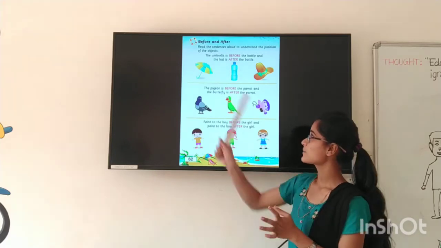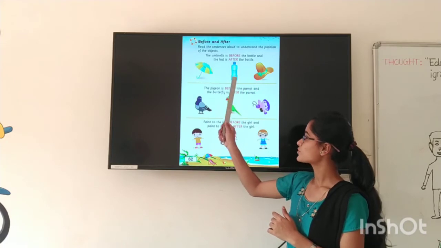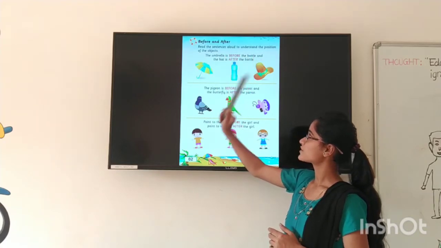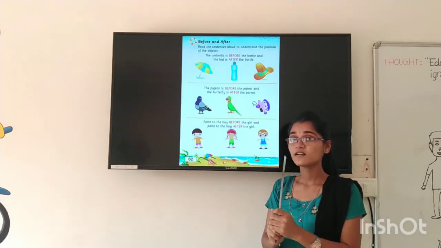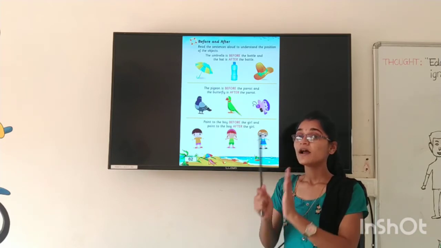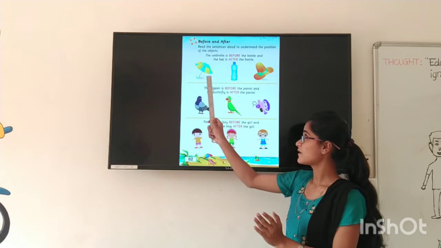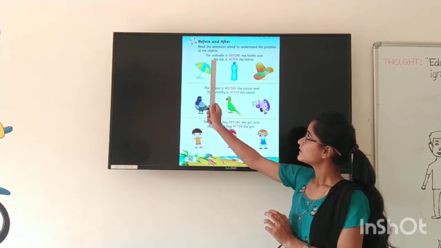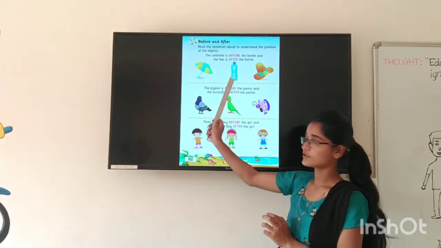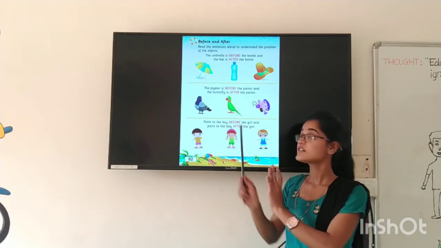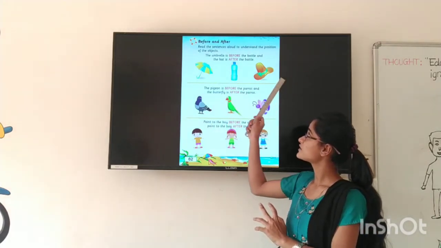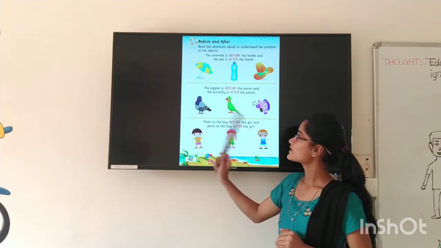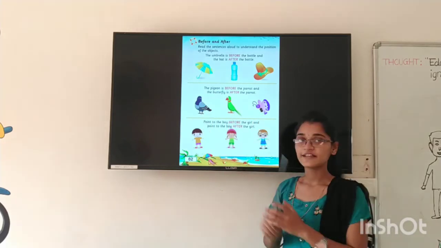Okay? As you can see, some objects are here. Umbrella, bottle and hat. The umbrella is before the bottle. What is the position of umbrella? Umbrella is before the bottle. This is umbrella, this is bottle. Right? So umbrella is before the bottle. The hat is after the bottle. And what is the position of hat? Hat is after the bottle. Okay? Before and after.